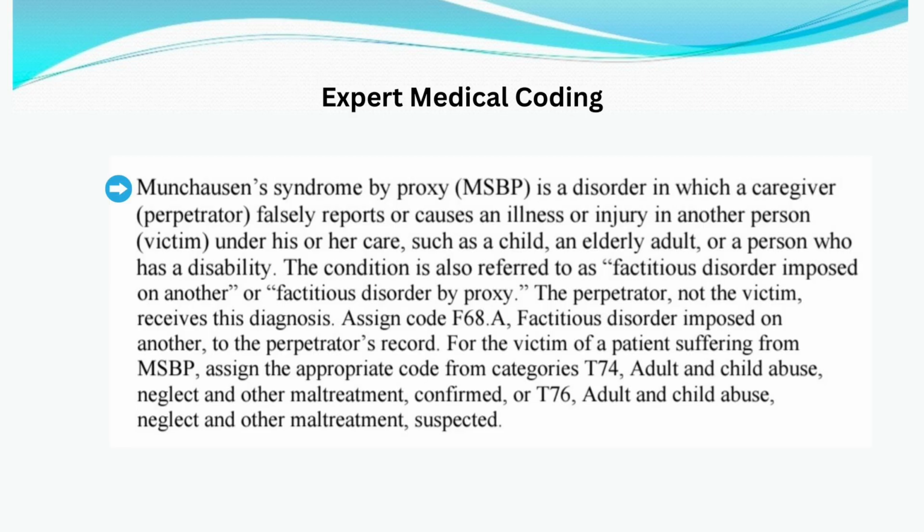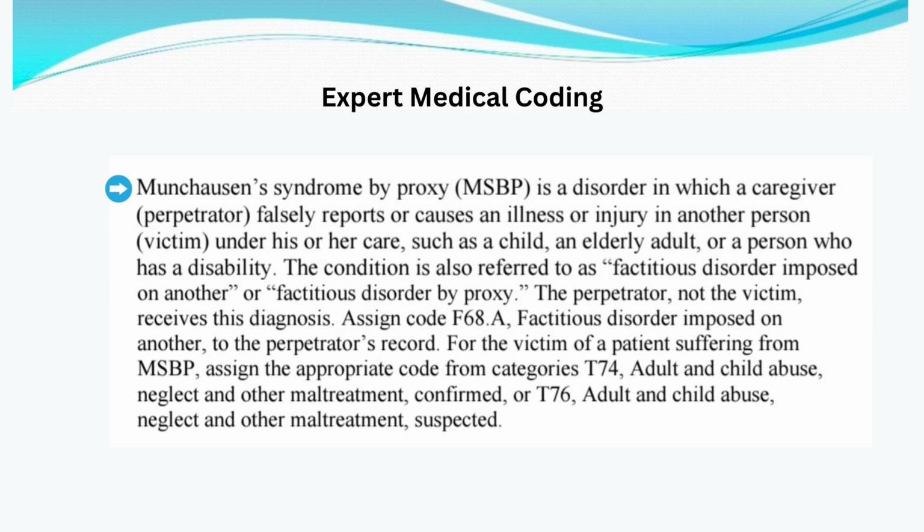Munchausen syndrome by proxy. Munchausen syndrome by proxy is a disorder in which a caregiver, that is the perpetrator, falsely reports or causes an illness or injury in another person, the victim, under his or her care, such as a child, an elderly adult, or a person who has a disability. The condition is also referred to as factitious disorder imposed on another, or factitious disorder by proxy. The perpetrator, not the victim, receives the diagnosis. Assign code F68.A, factitious disorder imposed on another, to the perpetrator's record.